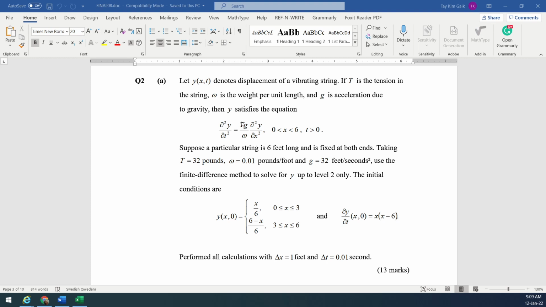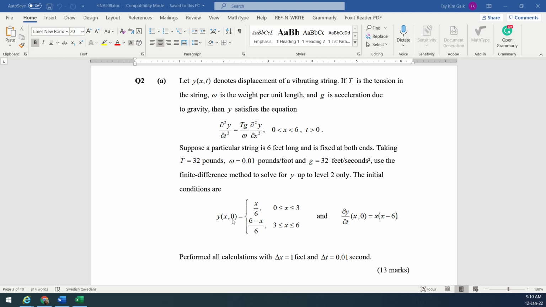So substitute T as 32 pounds, omega is 0.01 pounds per foot, and g is 32 feet per second squared. Use a finite difference method to solve y up to level 2 only. The initial conditions are, this is the first initial condition, which happens when t equal to 0, because y is a function of x and t.